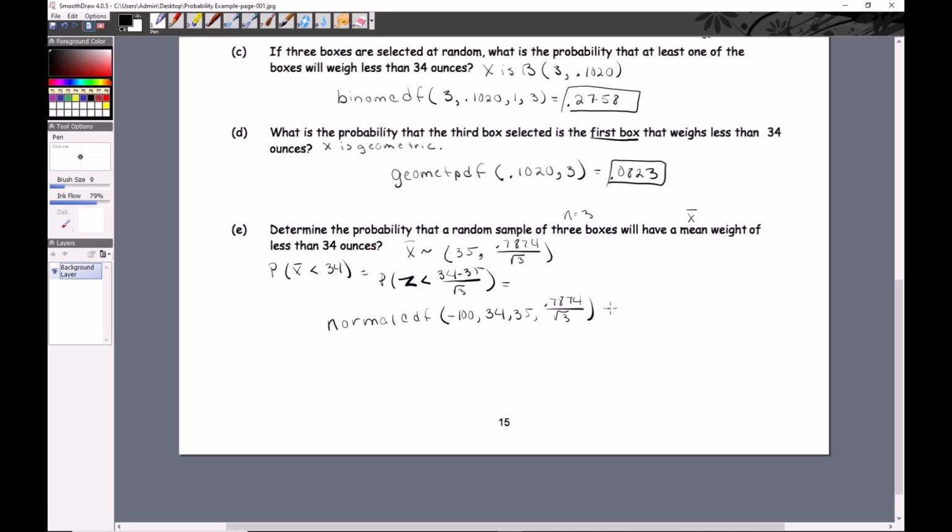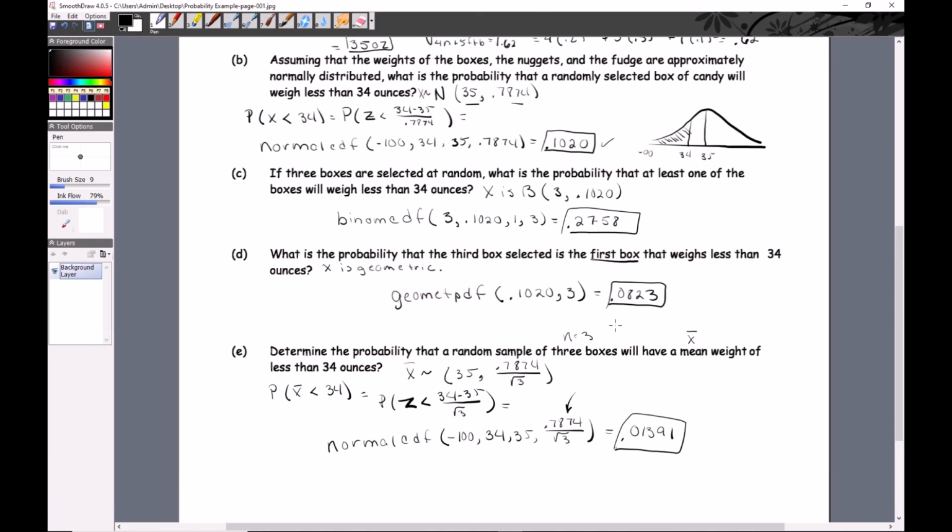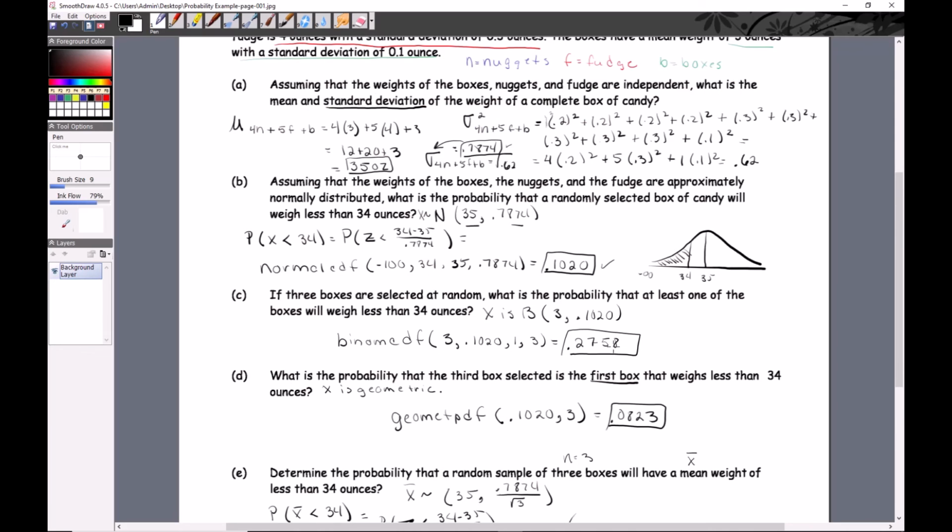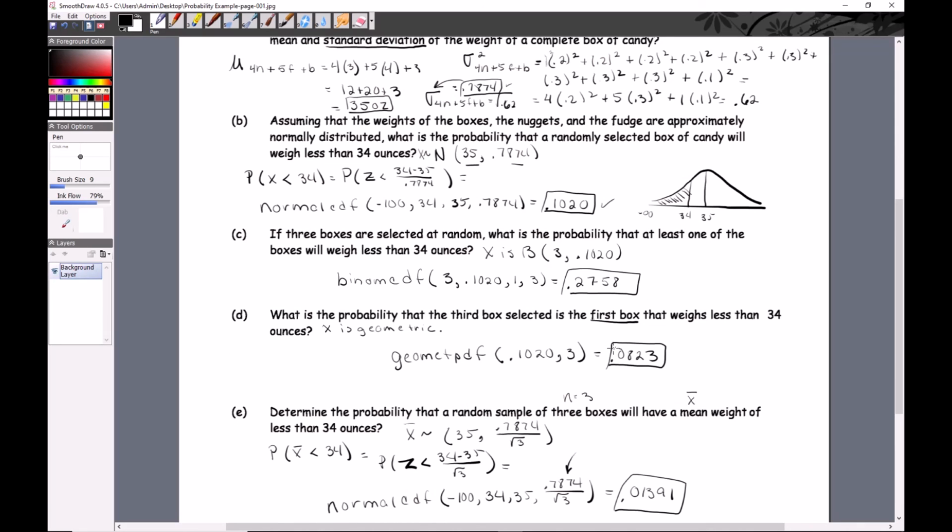And if you've been watching my videos, you know that that can go in your calculator exactly how I wrote it. All right? And so you're going to get 0.01391. And there you go. So those are actually 5 different things in the same problem. And that's what AP has to do in order to make a 2-question AP exam actually function to cover the whole course.